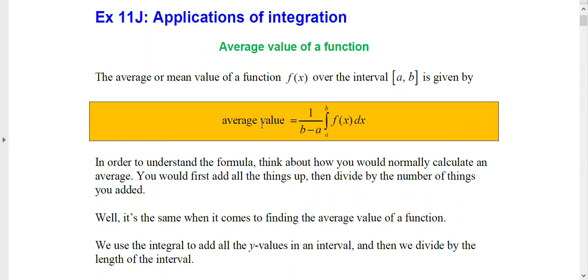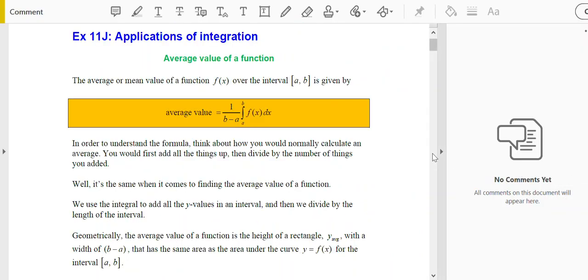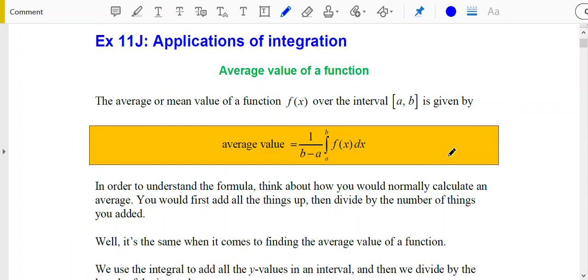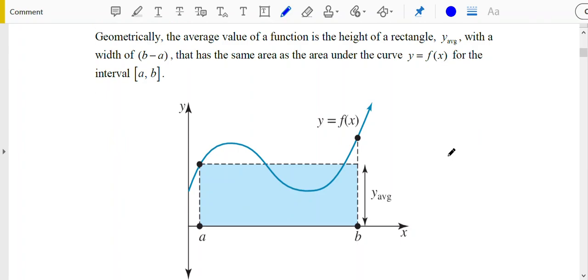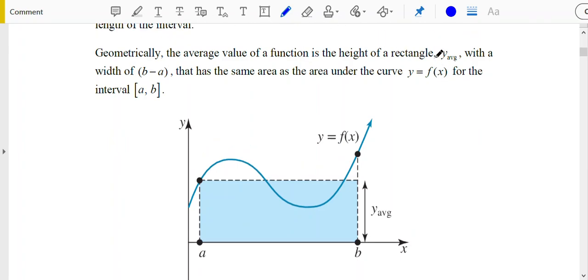The formula for the average value of a function over the interval a to b is given by 1 divided by b minus a, all multiplied by the definite integral of f of x dx from a to b. So this is the formula we can use if we're asked to find the average value of a function. So we'll also look at the geometric understanding of that formula as well.